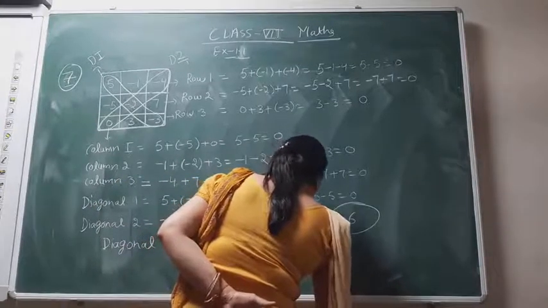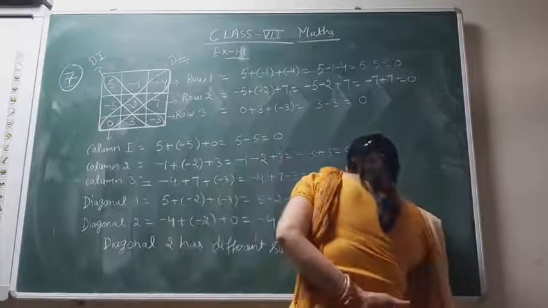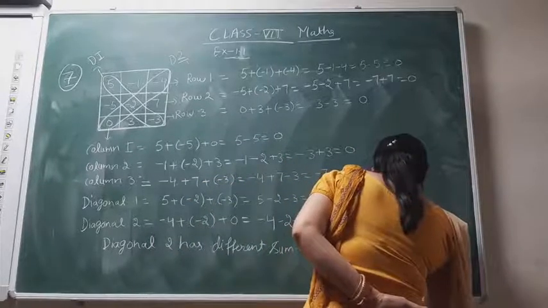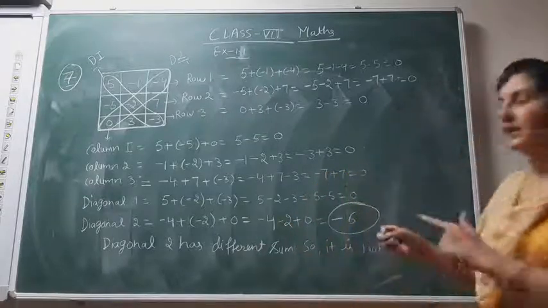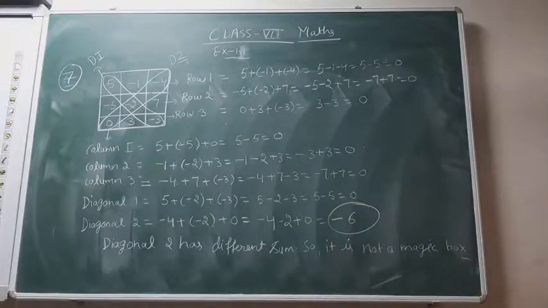So it is not a magic box. If all have the same sum, it is a magic box, but diagonal 2 has a different sum, so it is not a magic box.